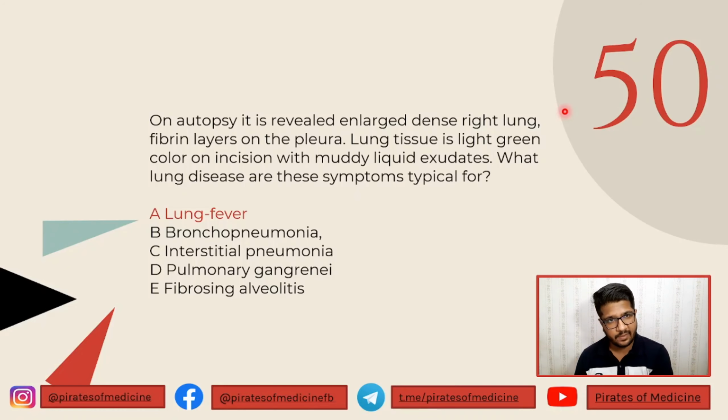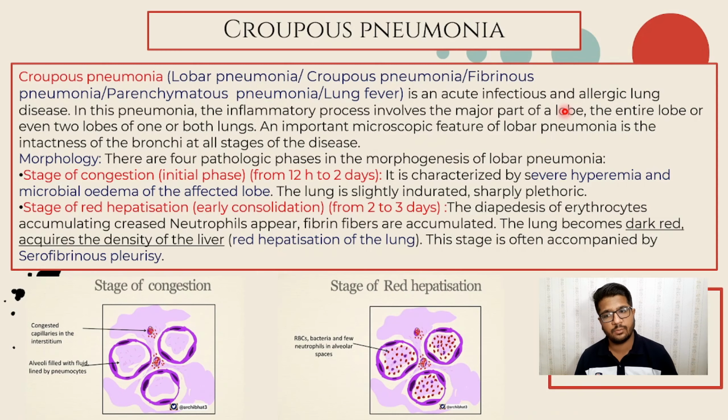So if you remember our previous videos, we talked about Croup pneumonia, and I told you Croup pneumonia has other names as well, like lobar pneumonia, fibrinous pneumonia, parenchymatous pneumonia, and lung fever. Generally in your medical practice, they're not going to ask you to remember all these names, but in CROC they're going to ask about Croup pneumonia, but they can write lung fever or lobar pneumonia or fibrinous pneumonia in the option because they mean the same thing.